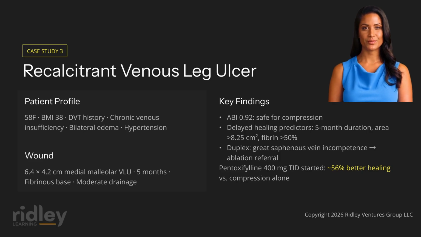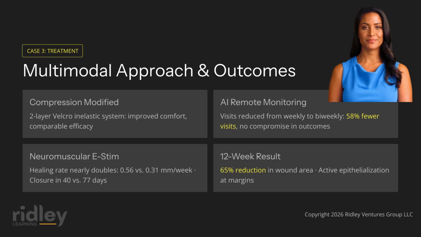Adjunctive pharmacotherapy with pentoxifylline 400 mg 3 times daily is started, based on meta-analysis evidence demonstrating improved healing when combined with compression, with a risk ratio of 1.56 versus placebo plus compression. Compression therapy is modified to address the patient's obesity-related adherence challenges. A transition from 4-layer bandaging to a 2-layer Velcro inelastic compression system improves comfort and self-application capability, recognizing that Velcro inelastic compression has demonstrated comparable efficacy to 3- or 4-layer systems.